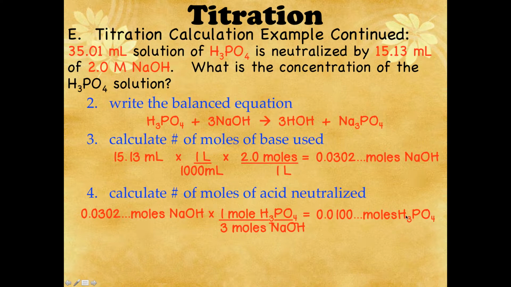Notice that it's helpful to have everything labeled. So we knew that the NaOH goes on the bottom, so it cancels, and the acid on top, because that's what I'm looking for. And you end up with somewhere around 0.0100 moles of H3PO4.